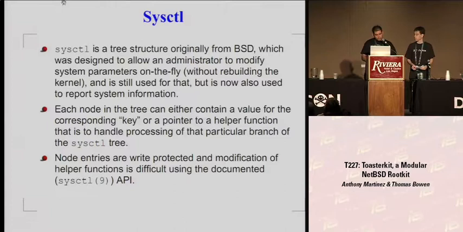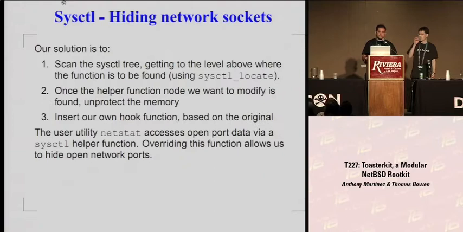So actually hiding the port, basically we needed to find the TCP helper function node inside the sysctl tree. As soon as we find that, we can modify that helper function, basically create a new hook, just like we would do for a system call hook. So once we traverse it and hook that function, our hook function will call the original helper function and modify the results that function returns so that we're hiding certain ports that we don't want it to actually be displaying to netstat, and then return back to netstat or whoever's calling. It's basically just hiding it from anybody.